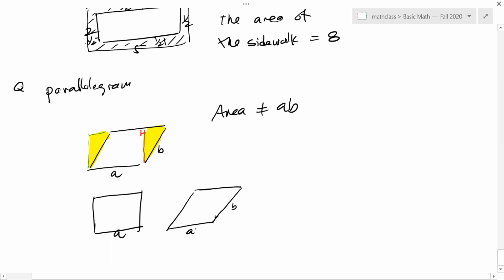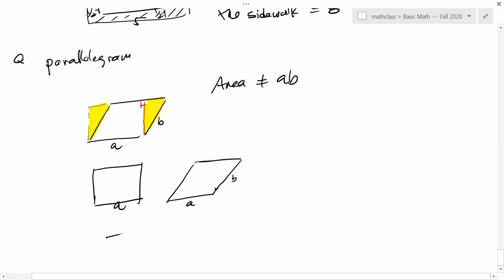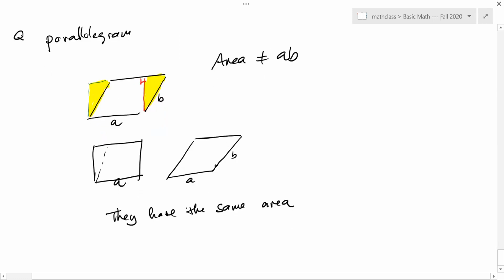If this is A, this is A. Those two have the same area. But for the rectangle, we know how to find the area. So you need to know this side.